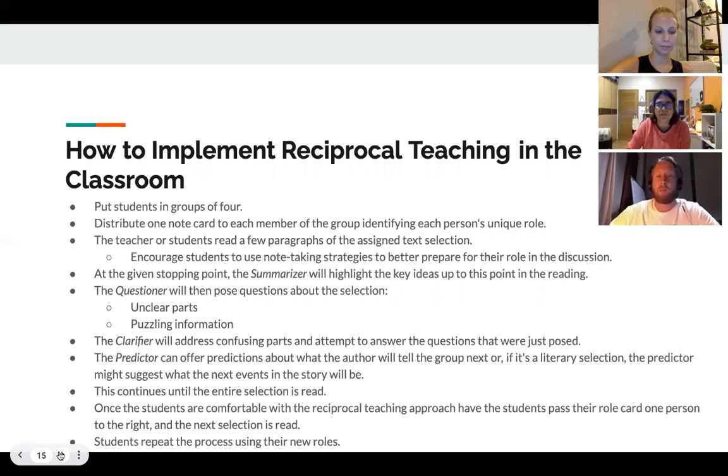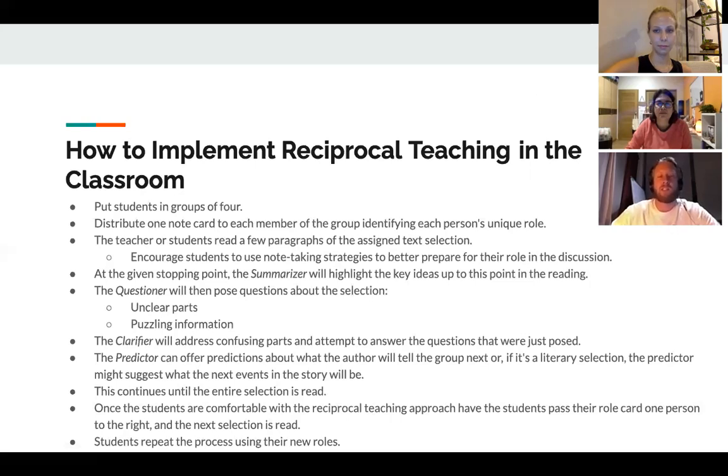The questioner will then pose questions about the selection. They're going to go over the unclear parts, maybe a tough vocabulary word, maybe just a weird phrase. And they're going to hit that puzzling information too, like, how did this cause that to happen? The clarifier is going to address these confusing parts and attempt to answer the questions that were just posed. And then the predictor is going to offer predictions about what the author will tell the group next. Or if it's a literary selection, the predictor might suggest what the next events in the story will be. This is going to continue until the entire selection is read.